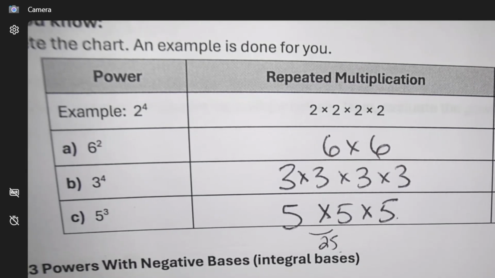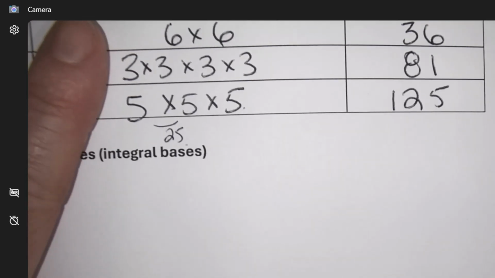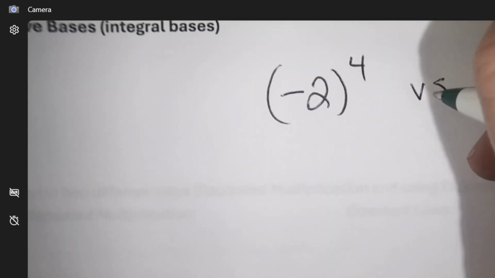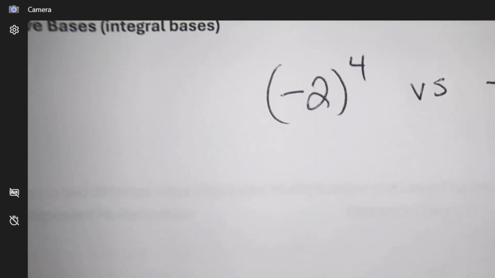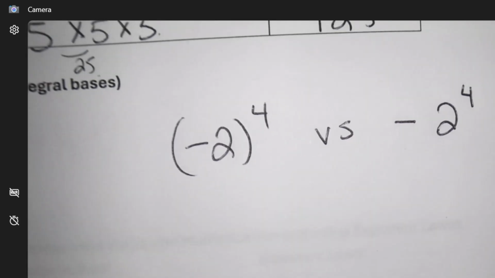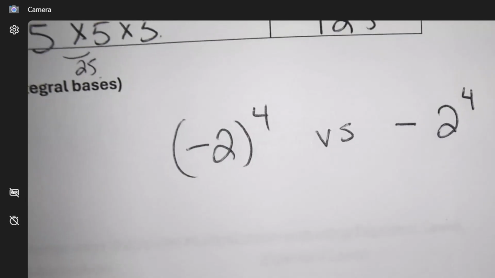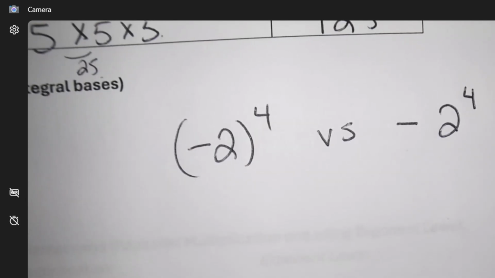Now we are going to talk about negative bases. Okay, so I'm going to show you something that I get very frustrated with, because my grade 12s still get it wrong. Okay, these are 2 different questions, completely different. They almost look the same, but not.